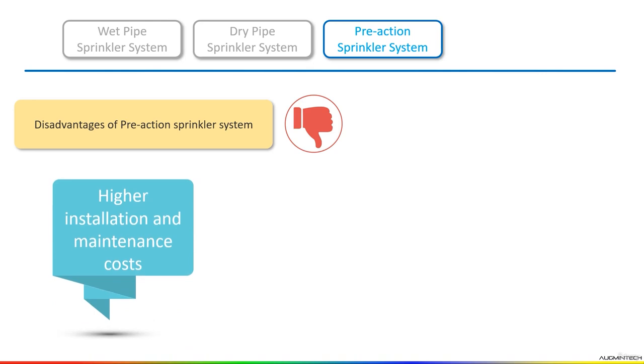So here it is written first, higher installation and maintenance cost. These pre-action systems are more complex with several additional components, notably a fire detection system. This adds to the overall system cost. That is why the maintenance and installation cost of this system is high.